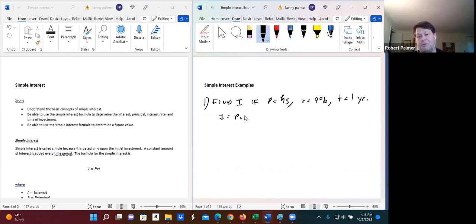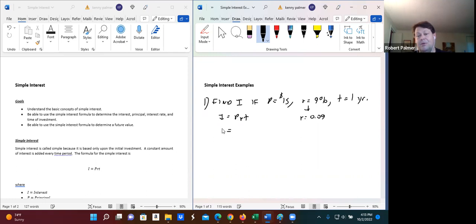If you notice, we have potentially four variables in our formula. As long as you know three of them, we can always find the fourth. This time we're told what each one is. One thing we have to be careful of is to make sure we're in the right units. P is $15, that's fine. The interest rate R needs to be written as a decimal in the formula, so 0.09. So convert that to a decimal. And T is in years, that's fine.